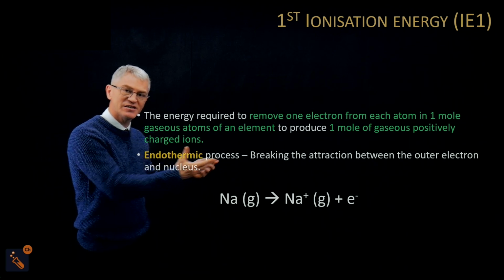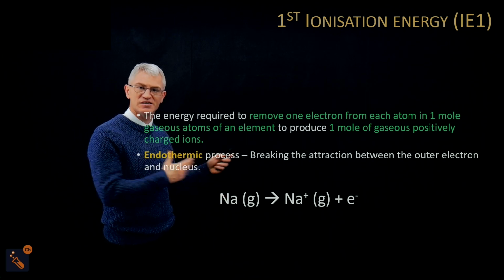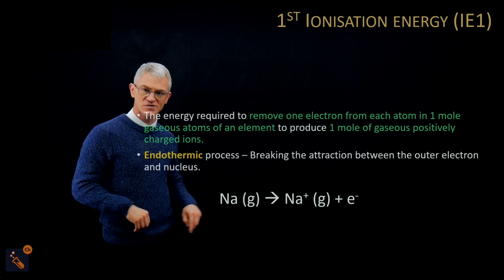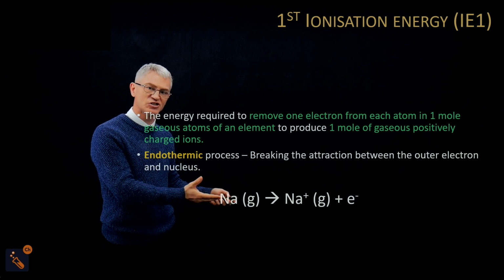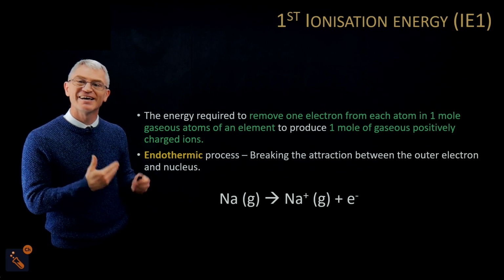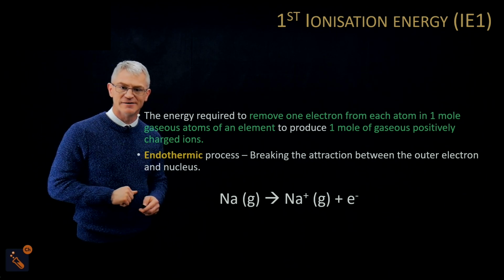Endothermic is when you put energy in. We have to put energy in to break the attraction between the outer electron and the positive nucleus. Okay, so we have to put the energy in. So it's always a positive endothermic process, energy in.